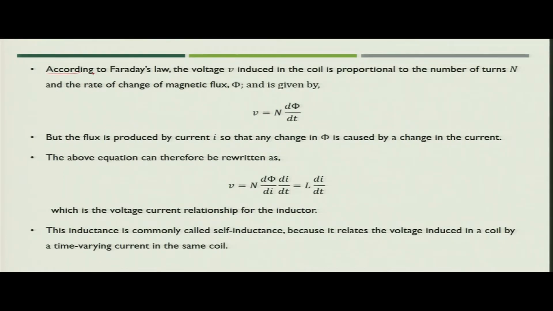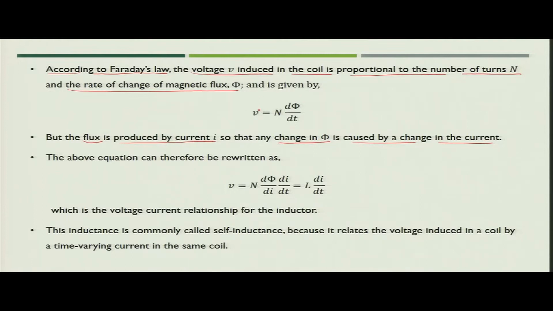If you remember Faraday's law, it says that the voltage induced in the coil is proportional to the number of turns and the rate of change of magnetic flux. So, how can we write it? The induced voltage V is nothing but N d phi by dt. Now, the flux is produced by current I.